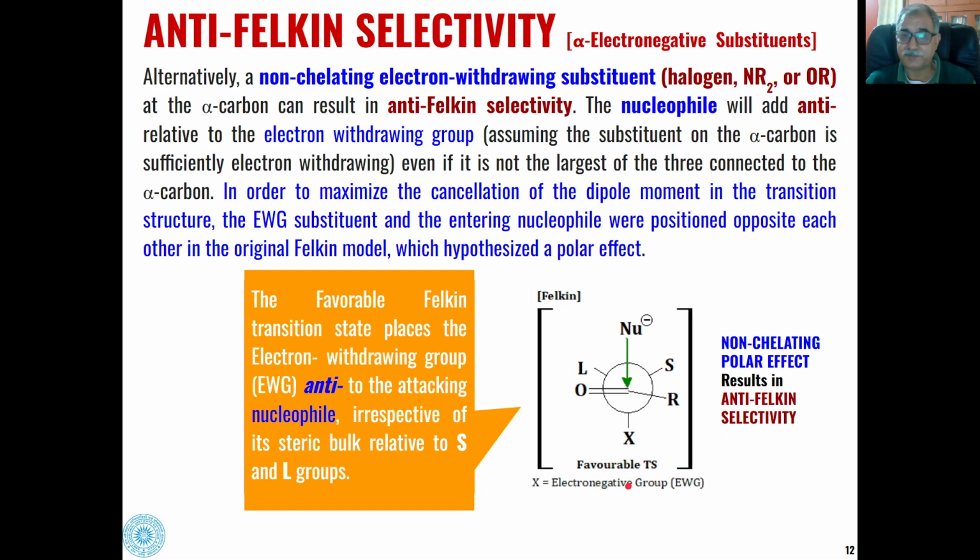So here the halogen or the electron withdrawing substituent may or may not be the largest group, but still it has to be at the position anti to the attack of the nucleophile. So this will be the favorable transition state, and you can see that here the largest group is not the anti group, but the group anti to the nucleophile is the electron withdrawing group. That is why the product formed will be with anti-Felkin selectivity, not with Felkin selectivity.